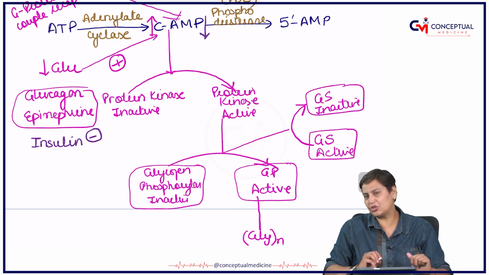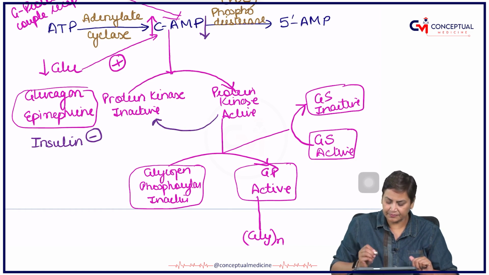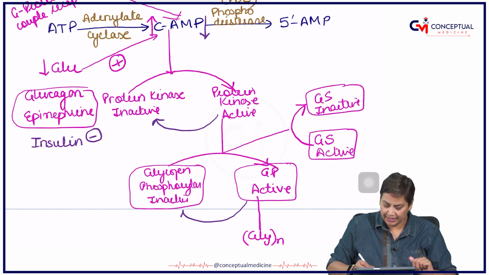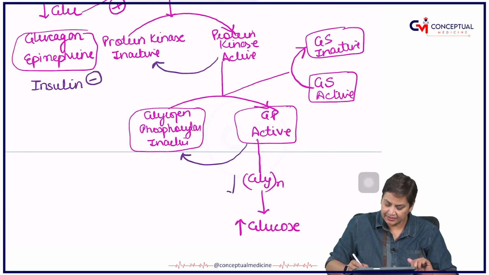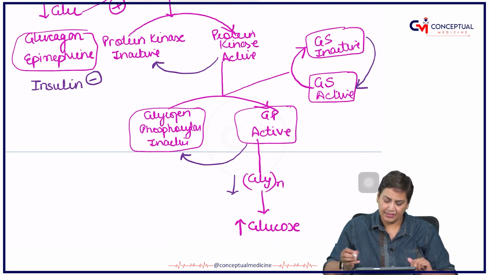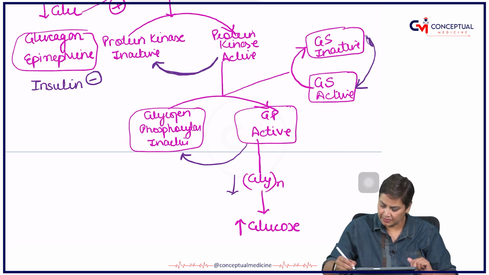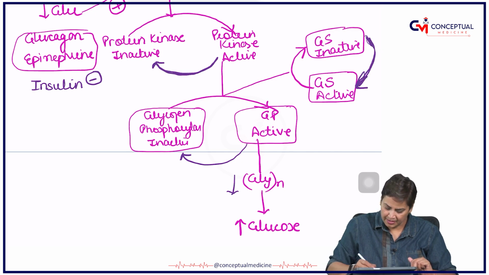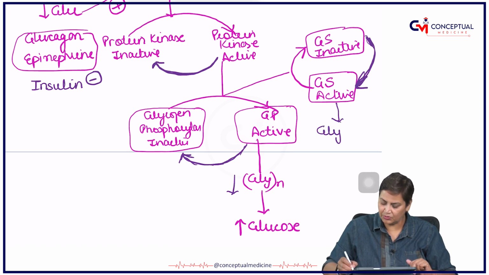Now if the concentration of cyclic AMP decreases, protein kinase will be made inactive. Glycogen phosphorylase will be made inactive. That means glycogen will not be broken down. This will decrease. And this glycogen synthase will now be made active. So I'll just highlight it once again, like this, and like this. Overall, if glycogen synthase is active, we can simply say that glycogen will be produced.